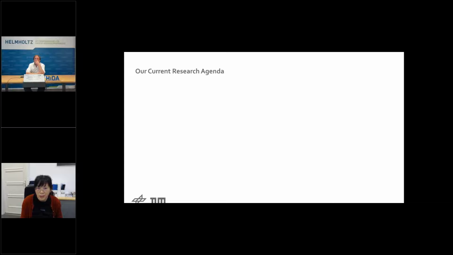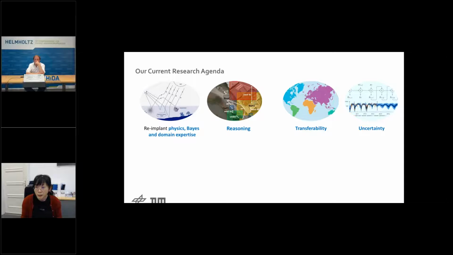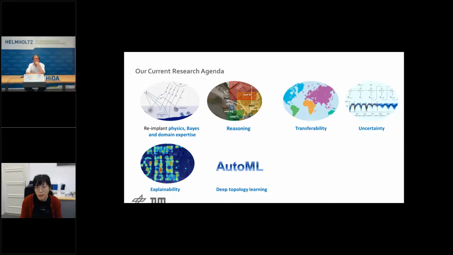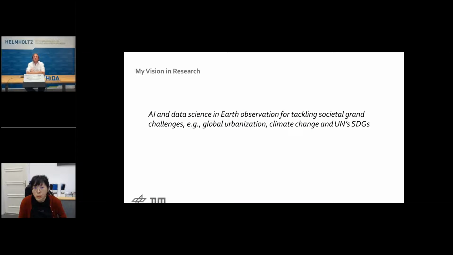And currently, from the methods point of view, we focus on re-implementing physics and domain expertise; reasoning, which means not only recognition, but trying to get spatial-temporal relations of different semantics; transferability, because we need to cross different geographic regions and also different sensors; uncertainty, because we want to know how reliable the results are; explainability, we want to understand why the machine learning model gives certain results; AutoML, computing in AI, but also ethics. So my wish in research is AI and data science in Earth observation in order to tackle societal grand challenges and have social impact, for example, global urbanization, climate change, and the UN's SDGs.